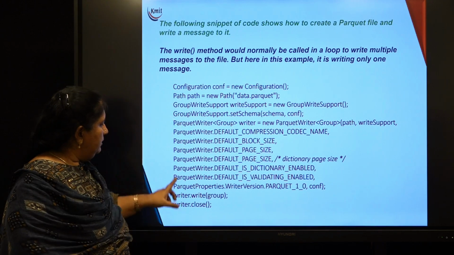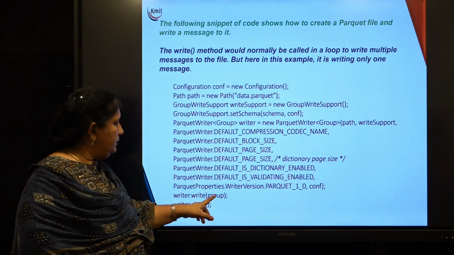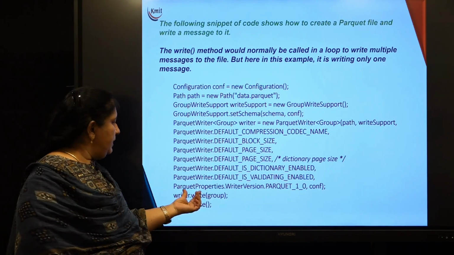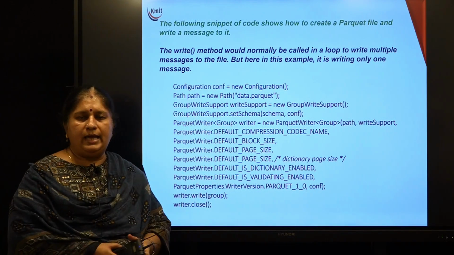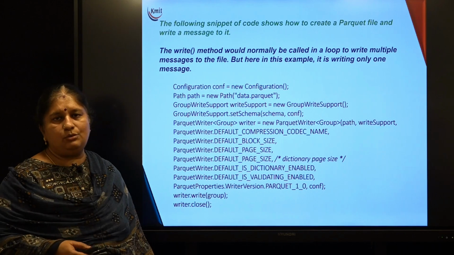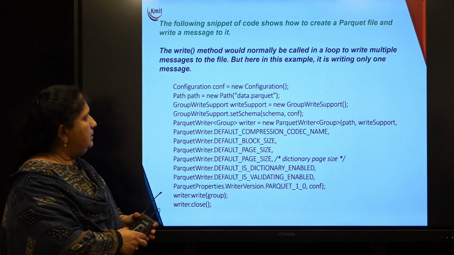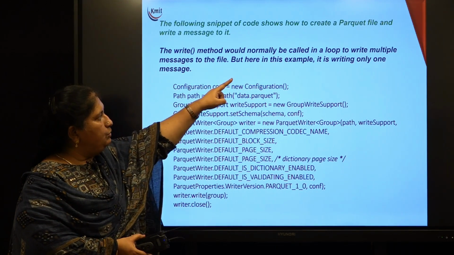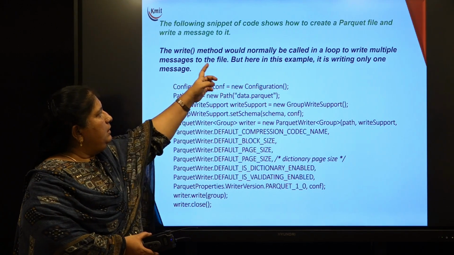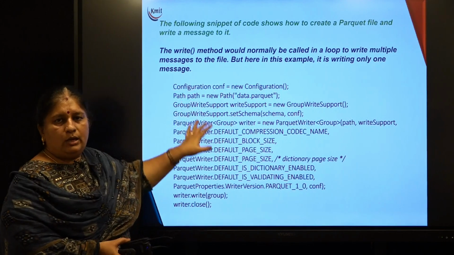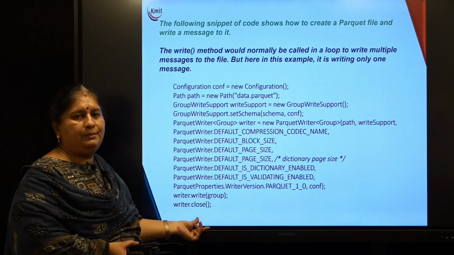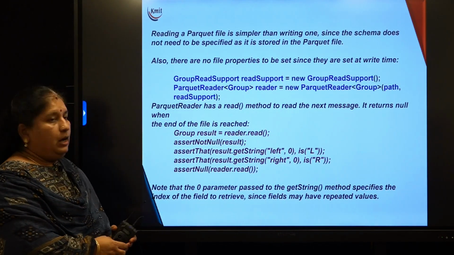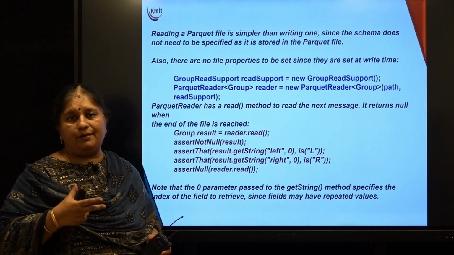Once this is defined, writer.write group. So, once the first object is written, we are trying to close. As I told, if you have multiple objects, maybe these are to be kept in a loop. As many objects as you have, that many times the loop has to repeat. So, if you see, it is given here: the write method would normally be called in a loop to write multiple messages to the file, but in this example, it is writing only one message. As I told, this writing concept can be kept in a loop for multiple objects. Now, writing is done. How do I read data which is there in the Parquet file?